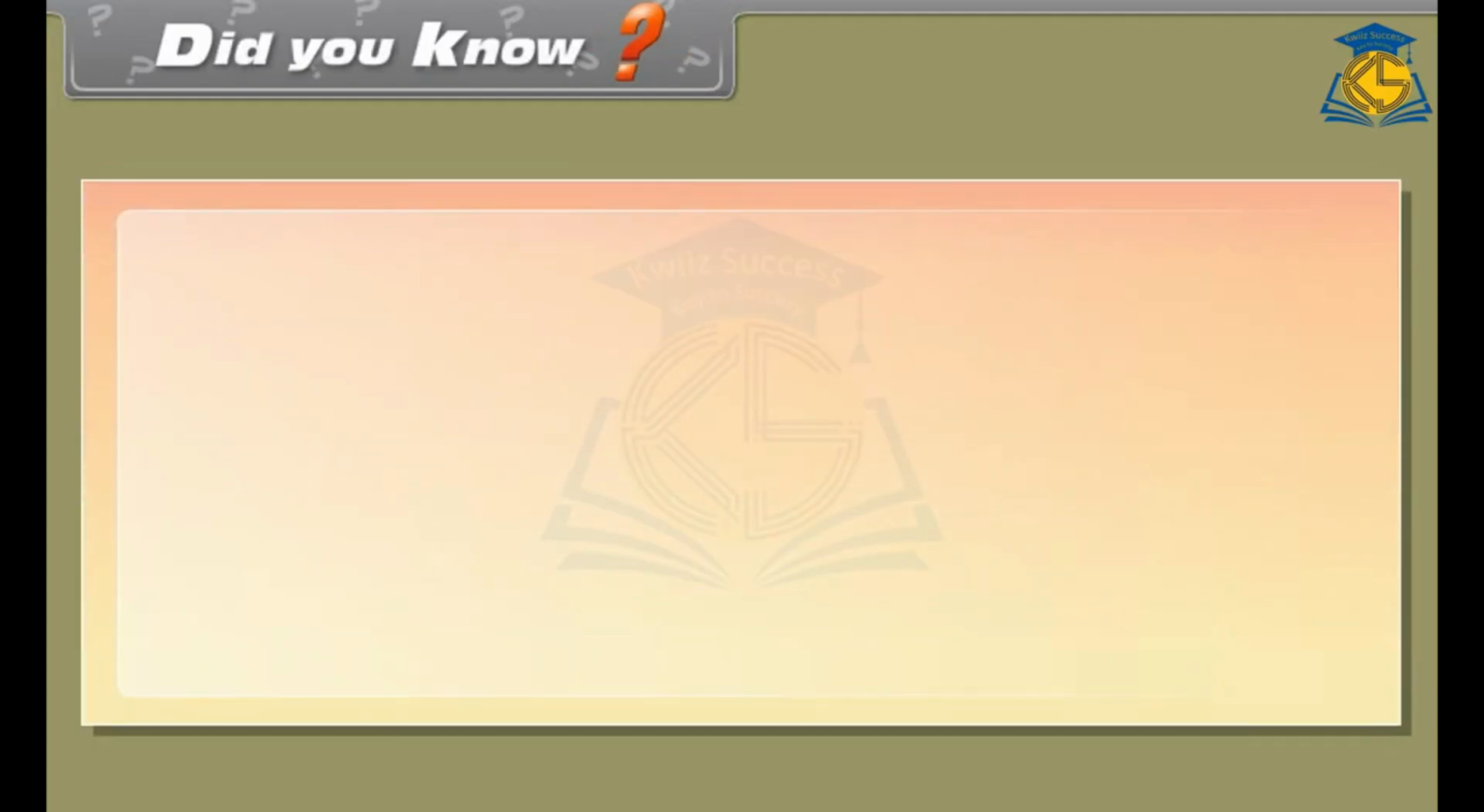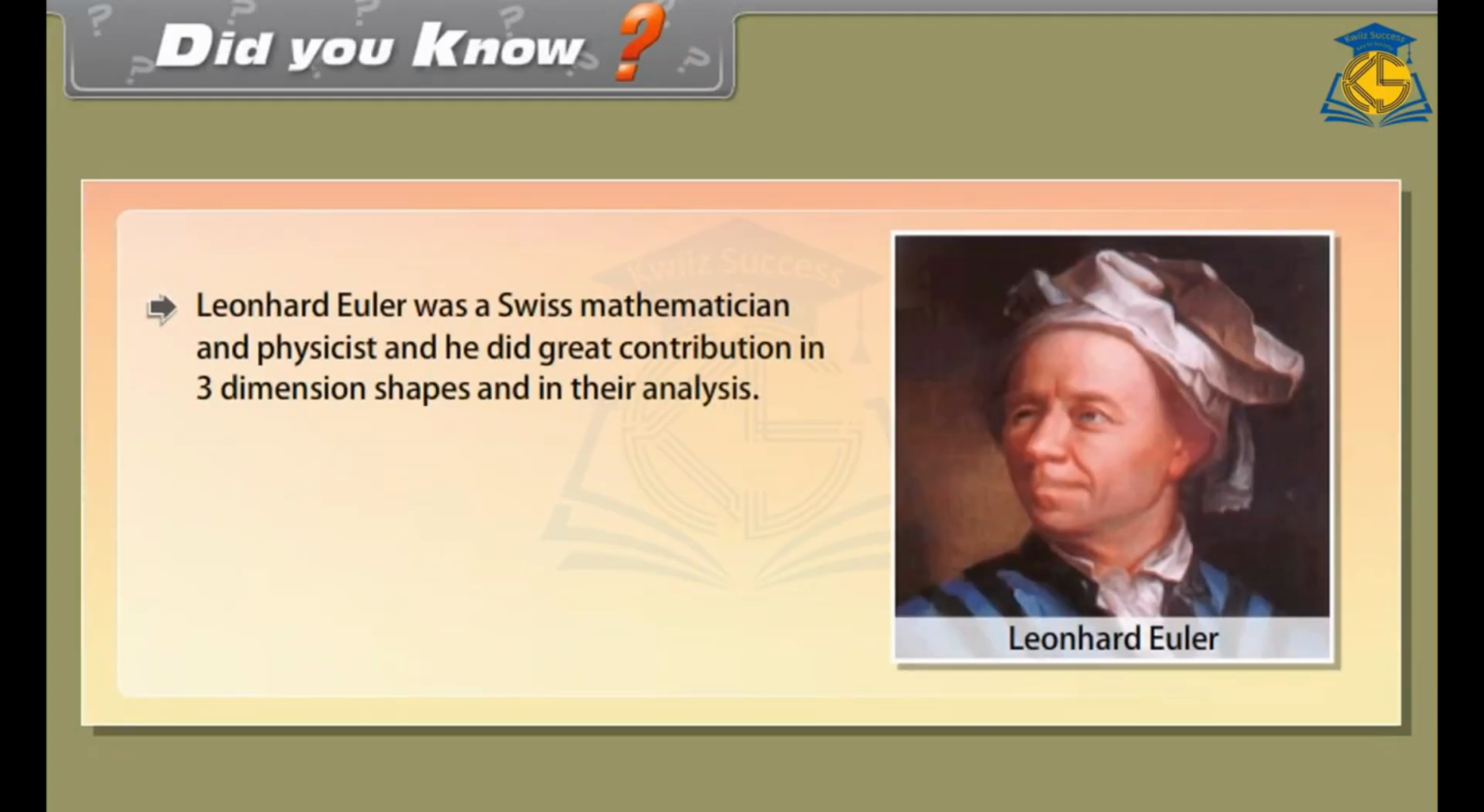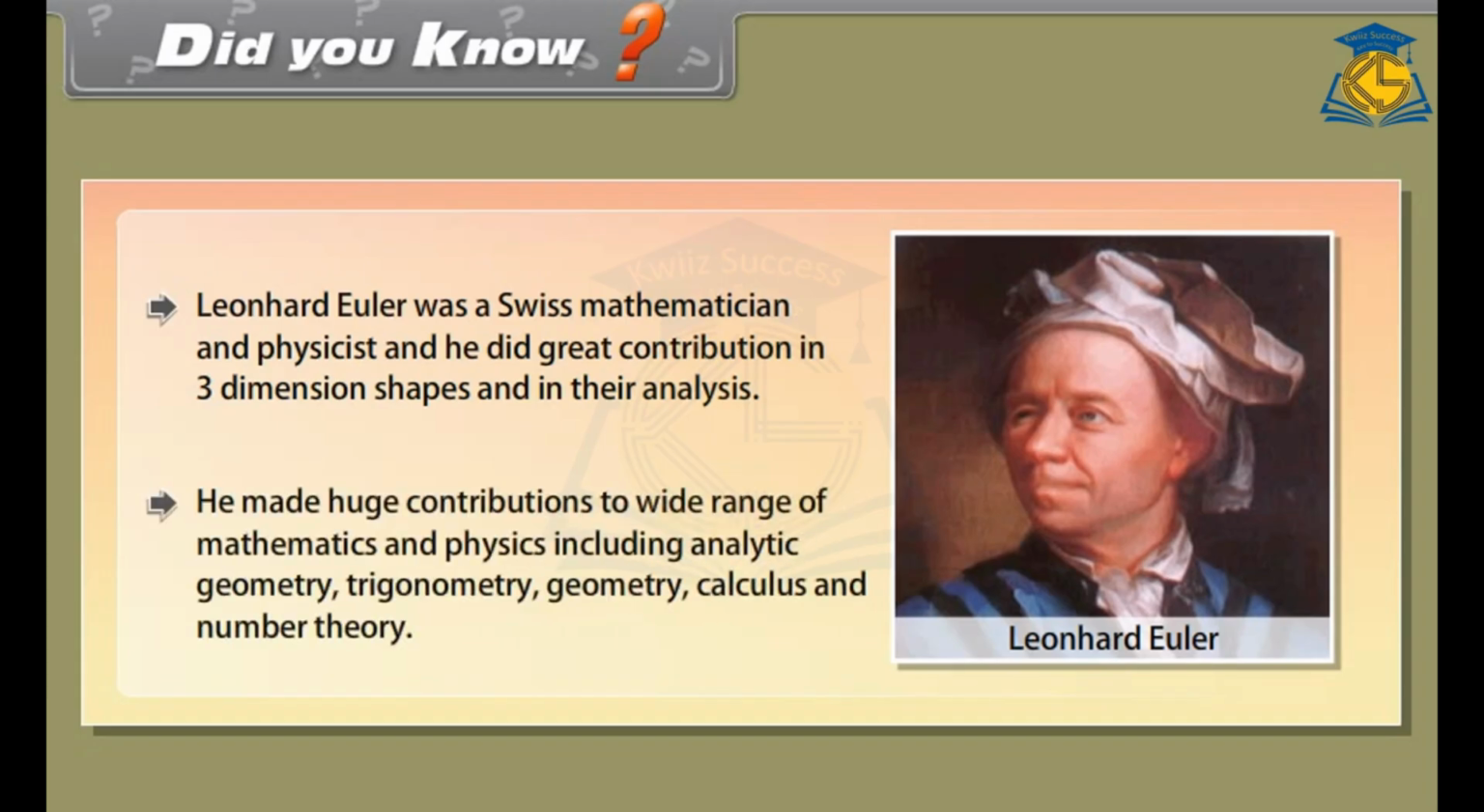And did you know Leonhard Euler was a Swiss mathematician and physicist, and he made great contributions to three-dimensional shapes and their analysis. He made huge contributions to a wide range of mathematics and physics, including analytic geometry, trigonometry, geometric calculus, and number theory.